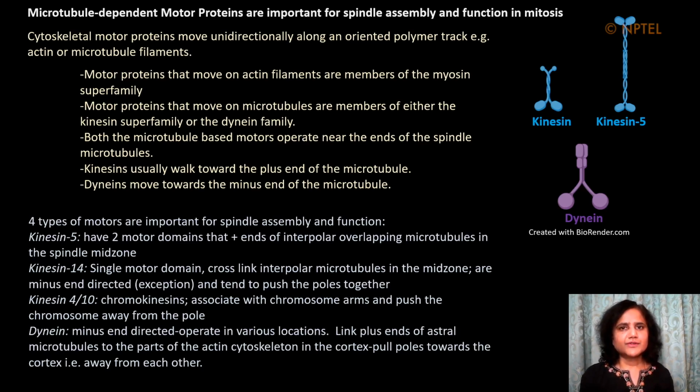Kinesins usually walk towards the plus end of the microtubule, and they are referred to as plus end directed motors, whereas dyneins move towards the minus end of the microtubule, and they are referred to as minus end directed motors. For spindle assembly, there are 4 types of motors that are important for the spindle assembly and function. One is kinesin 5. This has 2 motor domains, that bind the plus ends of interpolar overlapping microtubules in the spindle mid zone.